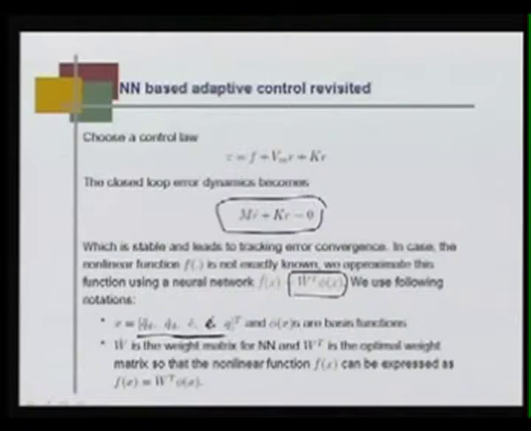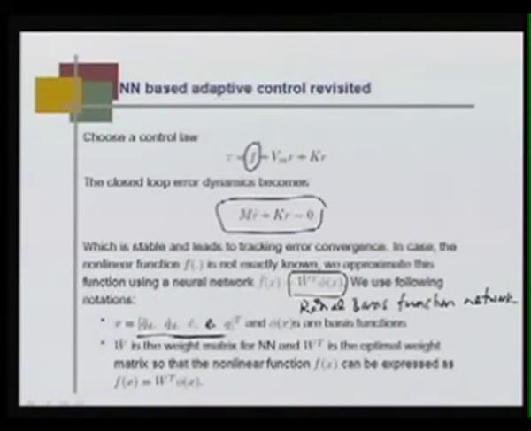So phi x are the basis functions. This can be represented in terms of a radial basis function network, which we have already discussed in the neural network model. W is the weight matrix for the neural network, and W transpose is the optimal weight matrix. So that nonlinear function f x can be expressed as W transpose phi x.